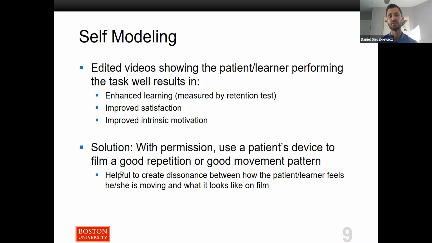So a solution for this that we can execute on in the clinic would be, with permission, using a patient's device to film them performing a good repetition or a good movement pattern. For example, we could have a patient who would say, I just feel like every time I squat, it looks terrible. So if we are able to catch them performing a good repetition, you can show them that the squatting actually looks quite good, better than most maybe. And this is helpful to create dissonance between how the patient learner feels versus what they see on film.